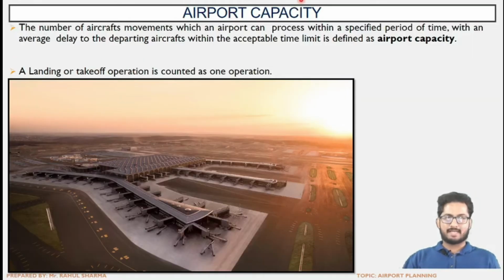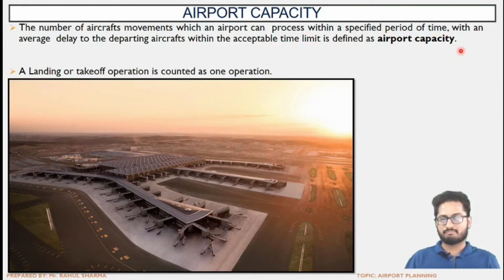Next topic is the airport capacity, and basically capacity deals with how many operations the specific airport can handle, and landing and takeoff both are counted as separate operations. So how many operations can take place is basically termed as airport capacity. The number of aircraft movements which an airport can process within a specified period of time with an average delay to the departing aircraft within the acceptable time limit is defined as airport capacity.